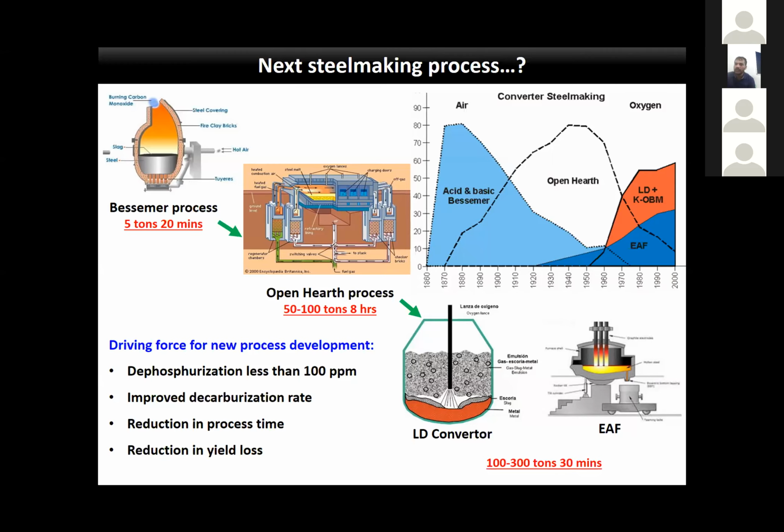And also the reduction in yield loss. We all know that the BOF process generates a slag which contains 20 to 25% of FeO, which is obviously a loss to the company, and for the process it will also come as a yield loss. So improvement in all these aspects will always encourage some new processes.